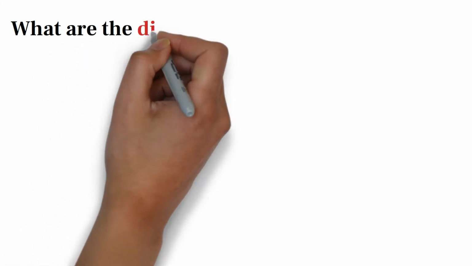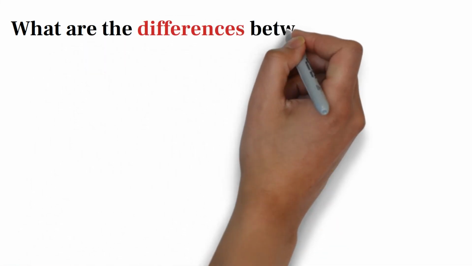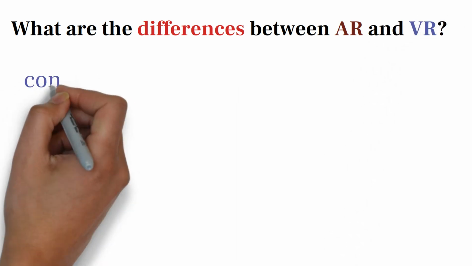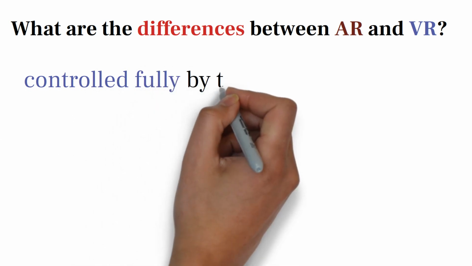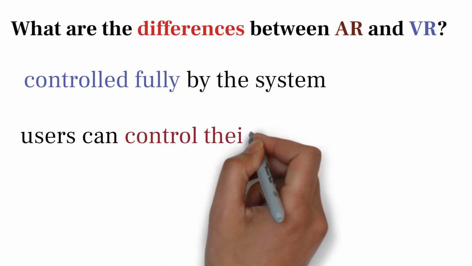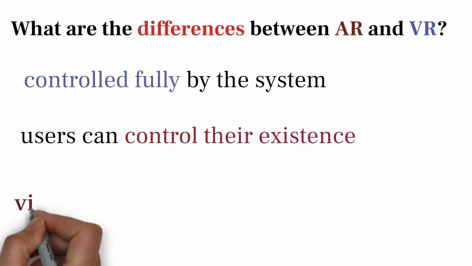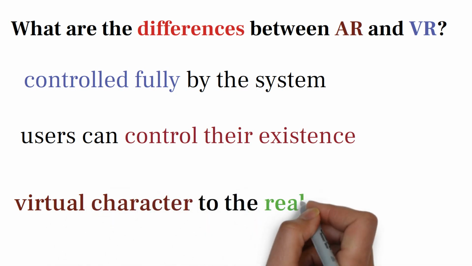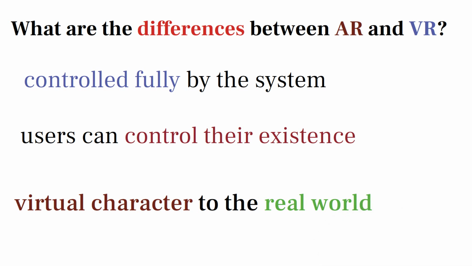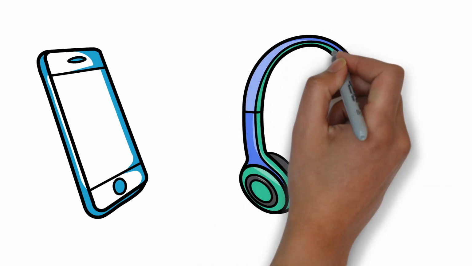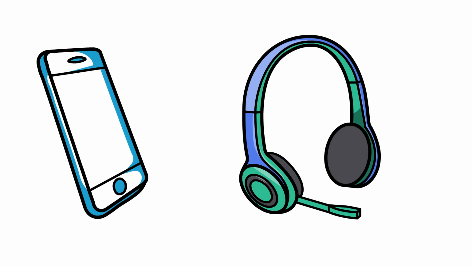What are the differences between AR and VR? There are a few obvious differences between the two technologies. VR users are controlled fully by the system, while AR users can control their existence in the real world. VR only generates a fictional world, but AR can add virtual characters to the real world. AR can be maintained in real world settings on the smartphone, but VR requires a completely opaque headset to see a completely virtual world.